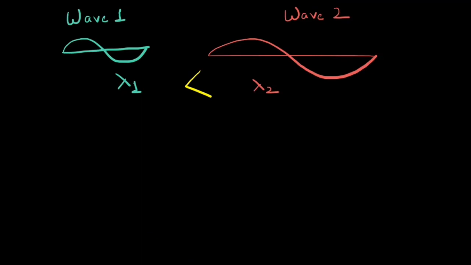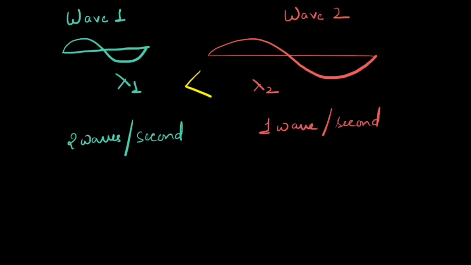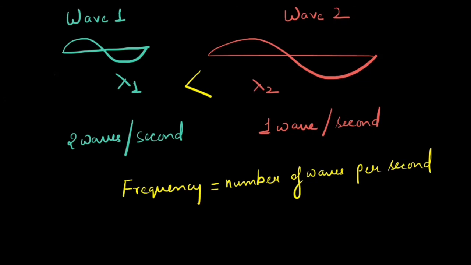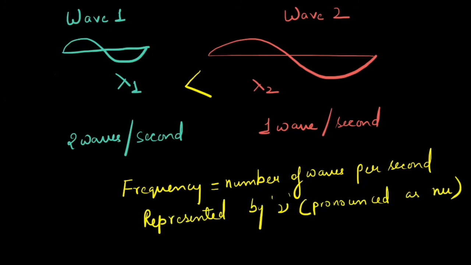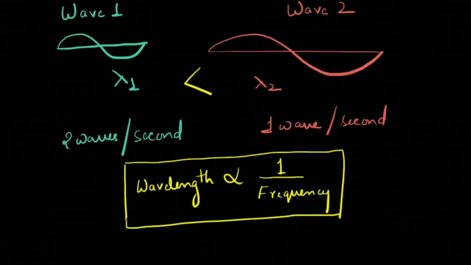So if I say that wave 2 travels with the speed of 1 wave per second, in the same time 2 waves of wave 1 will pass. So wave 1 will be traveling at a speed of 2 waves per second. So frequency of wave 1 is twice as compared to wave 2. So frequency can be defined as the number of waves traveling in 1 second. And it is represented by the Greek letter nu, and its unit is hertz. So frequency of wave 1 is 2 Hz, that means 2 waves are traveling in 1 second, and that of wave 2 is 1 Hz. So we can say that frequency and wavelength are inversely proportional. If one increases, the other decreases.